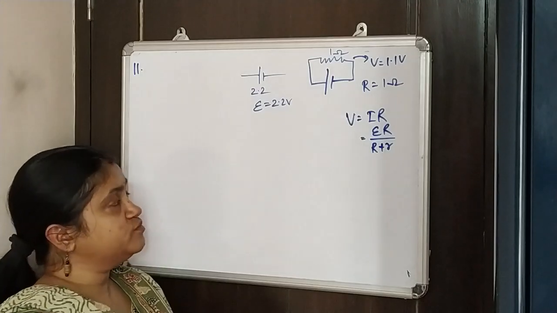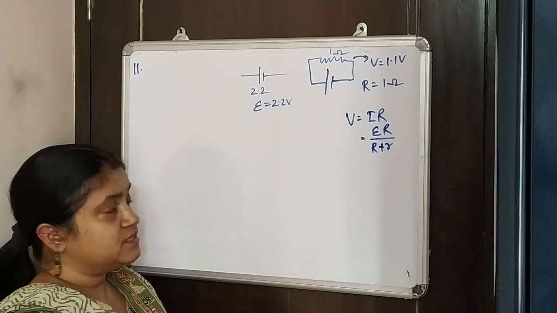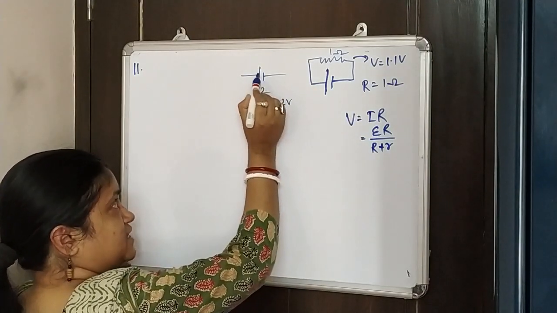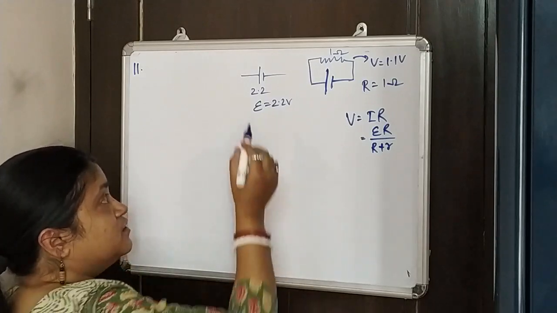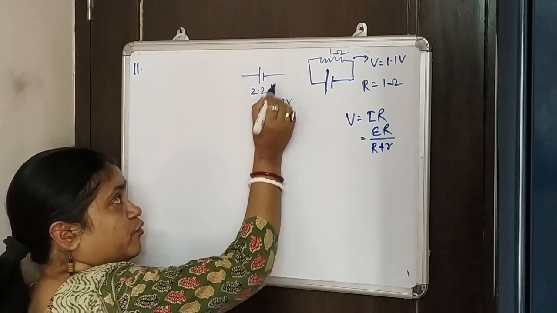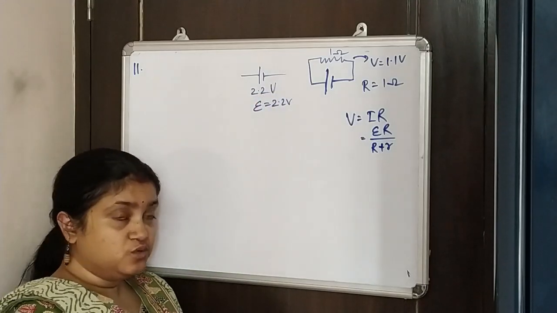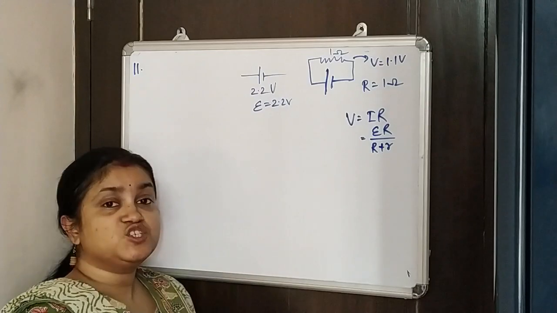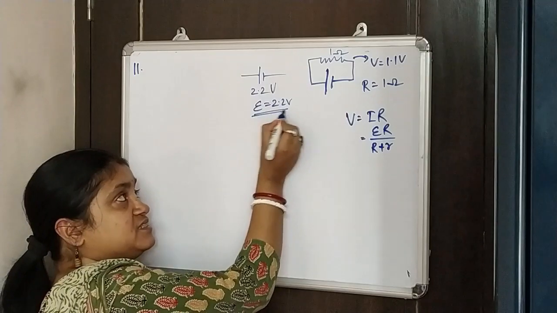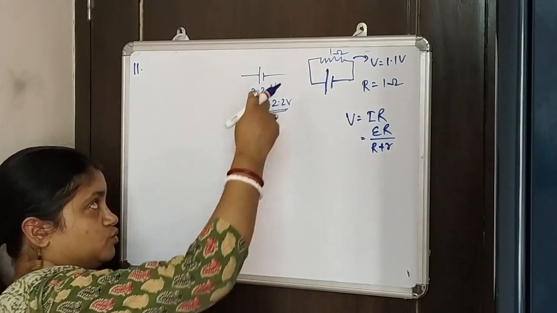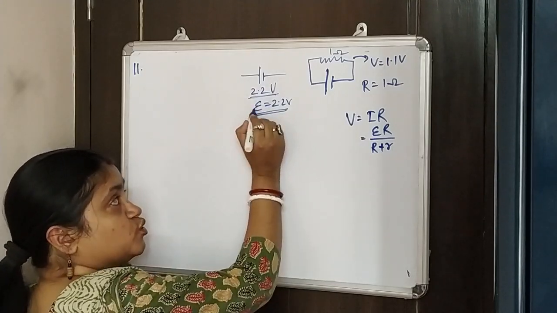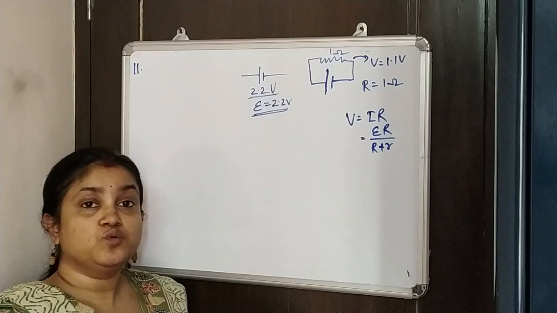Coming to the 11th numerical, in this they have asked that there is a cell, and when the cell is not connected to anything, the voltmeter reading or voltage drop across this cell is 2.2 volt. So as we know, when the cell is not connected to anything, the potential drop across the cell is nothing but the EMF of the cell. So we can understand that they are talking about EMF. So EMF is given as 2.2 volt.